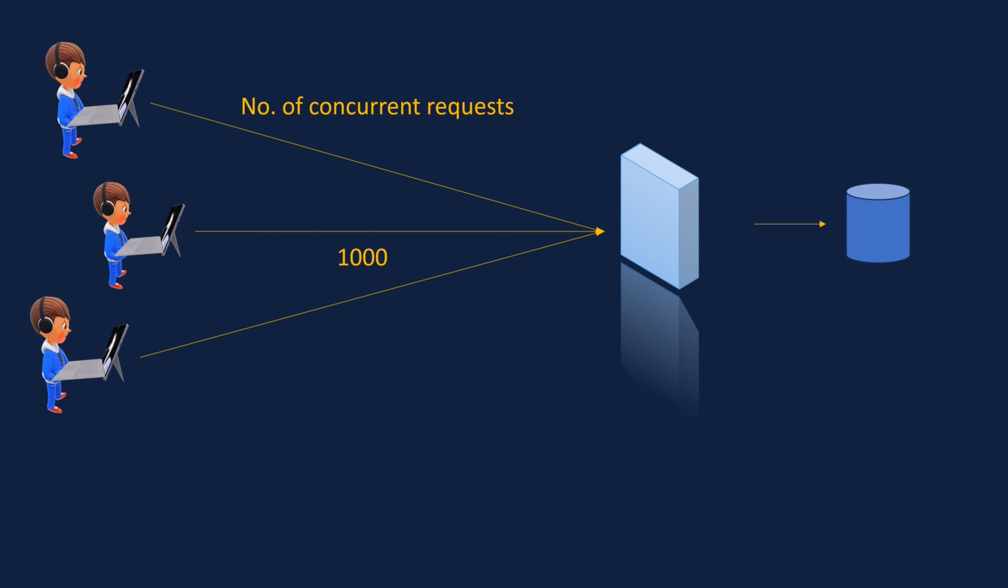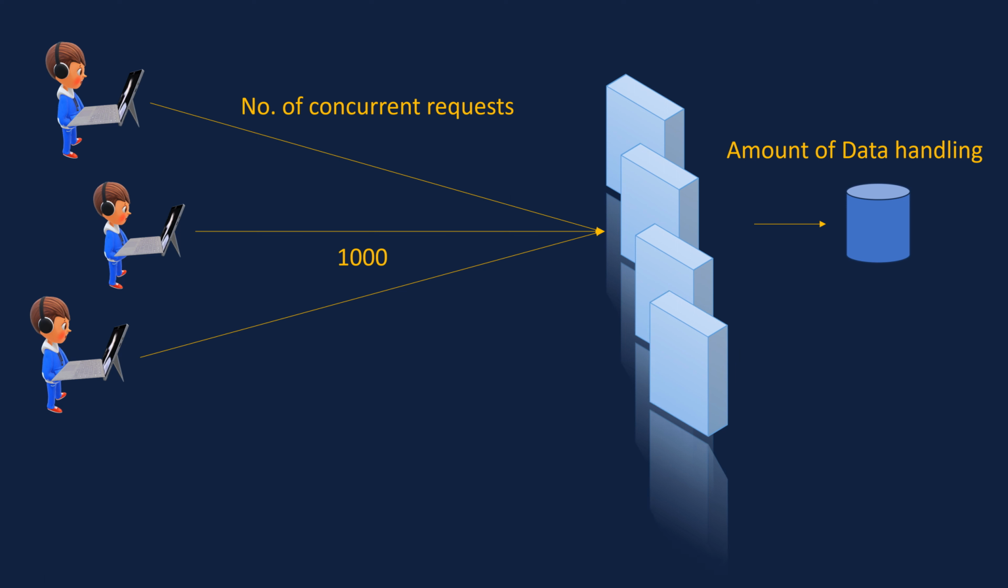Not only concurrent requests, the amount of data handled in the database also needs to be taken care of. So in horizontal scaling, we need to take care of concurrent requests and data as well. The typical solution is to add more machines to handle concurrent requests and have distributed data nodes.